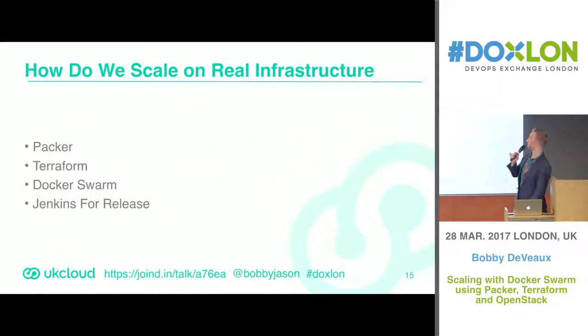So how do we scale on some real infrastructure? It's okay saying that I can scale on a Mac, but again, it's just on one host. What we need to use is Packer to build our images, Terraform to build the infrastructure, and Docker Swarm to deploy onto that infrastructure. And again, Jenkins is on there.